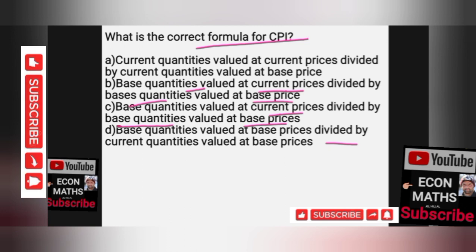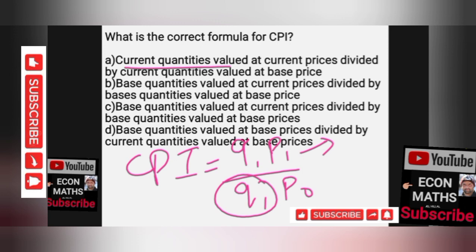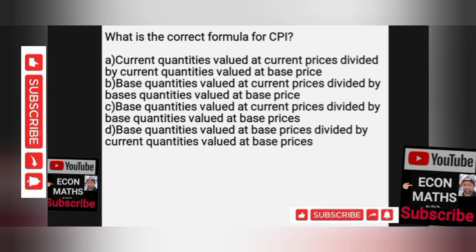So the first option is true, because CPI is calculated as current quantity, let us say Q1 P1 divided by Q1 P0, that is current quantities valued at current prices divided by current quantities valued at base prices. So the correct option is A. And CPI stands for consumer price index, as we know.